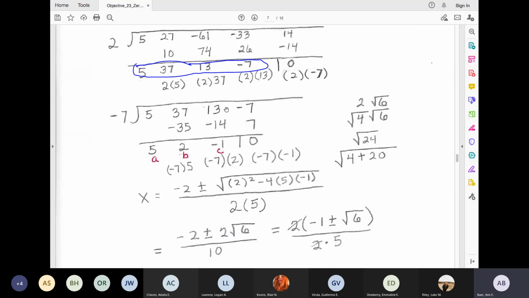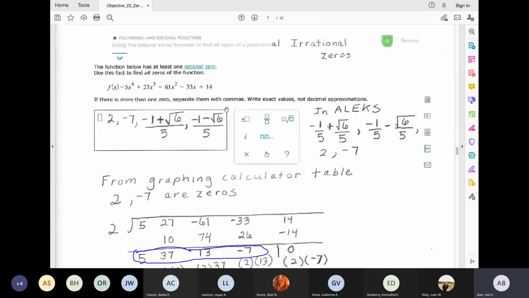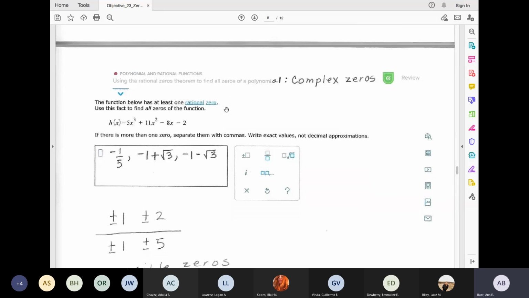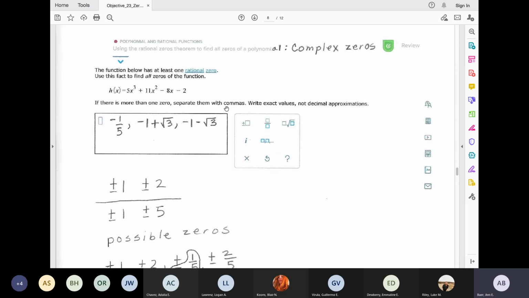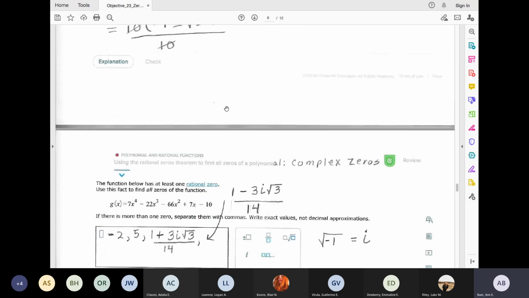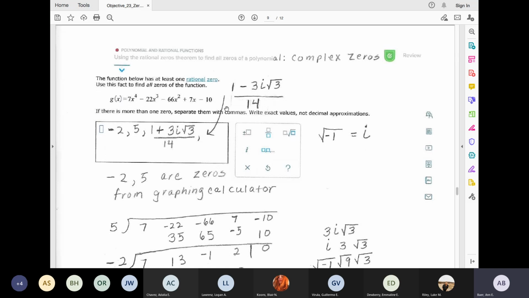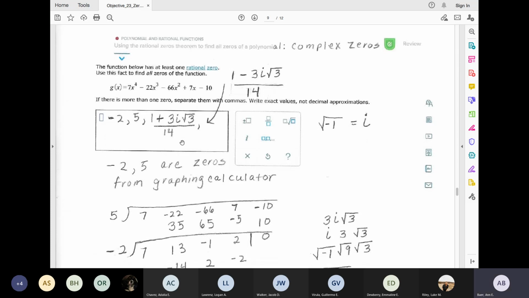Okay, so let's go on. So we were looking at irrational zeros. We're now looking at complex zeros. I don't want to do the cubic because it's like what we've done before. And I'd rather focus on the quartic, I believe it is, in the complex for this particular topic. So let's look at the quartic.